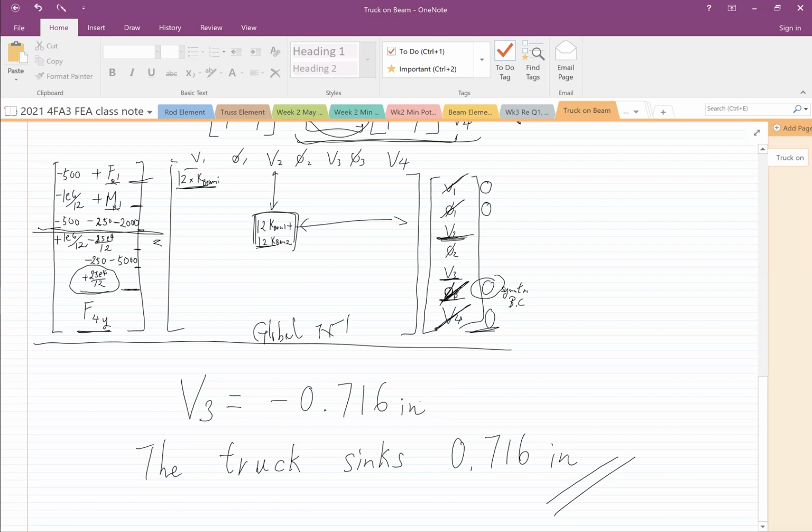And number two, I pay attention to the sign as well. If you say V3 is -0.716, and then in your final statement you say the truck sinks 0.716. Don't say the truck sinks negative. You have a double negative, it doesn't make sense as well. Okay, thank you. You're welcome.